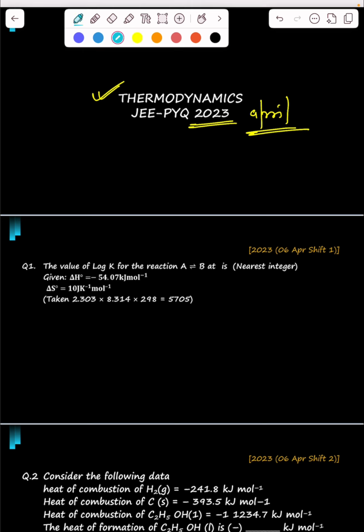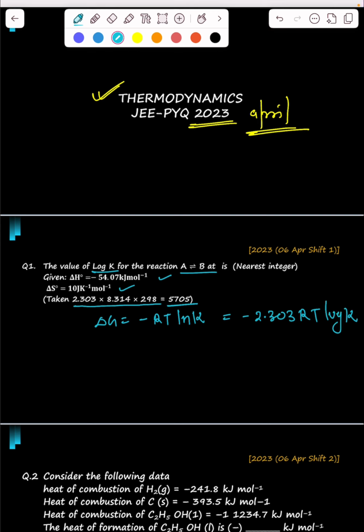So they said find the log K value for the A and B reaction. Del H is given and S is also given, and that is 2.303, 8.314, 298. Okay, that product is also given. So we have to recall that formula where the H and K is connected. So we know that del G would be equal to minus RT ln of K, and we could write minus 2.303 RT log of K.